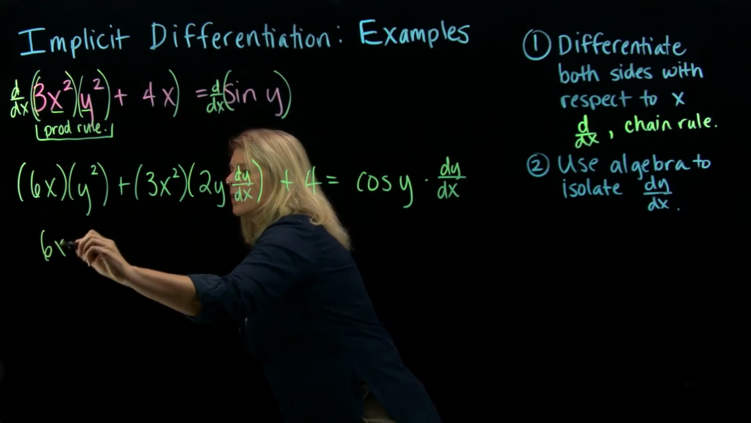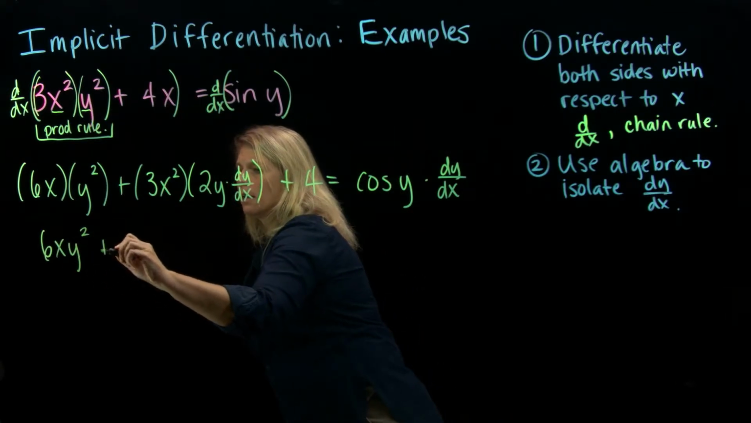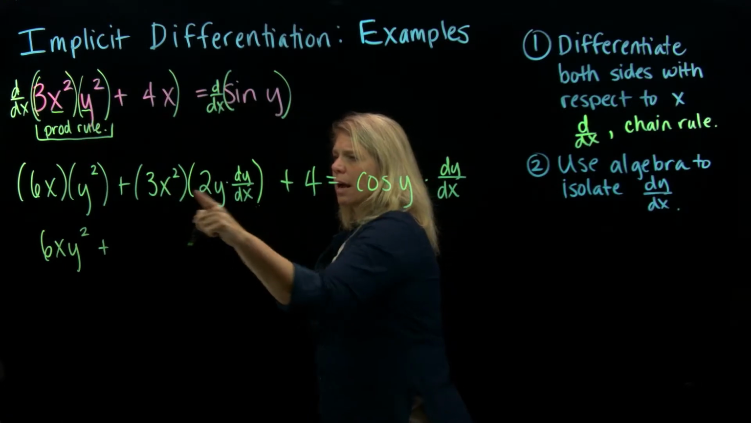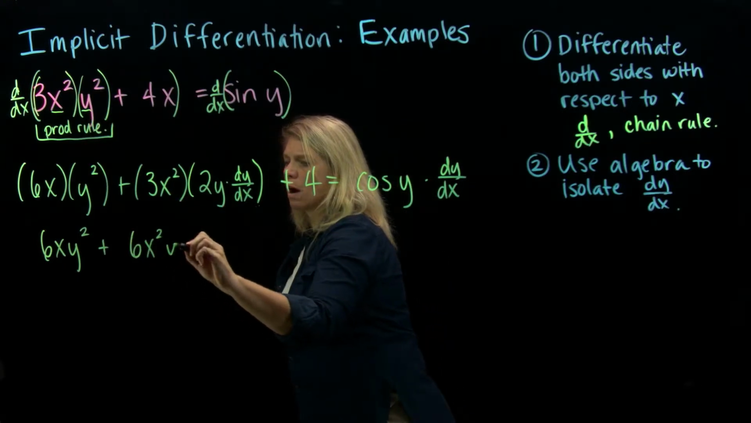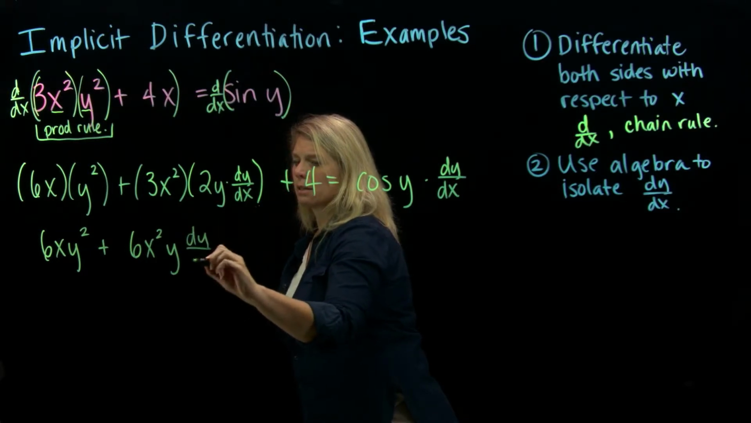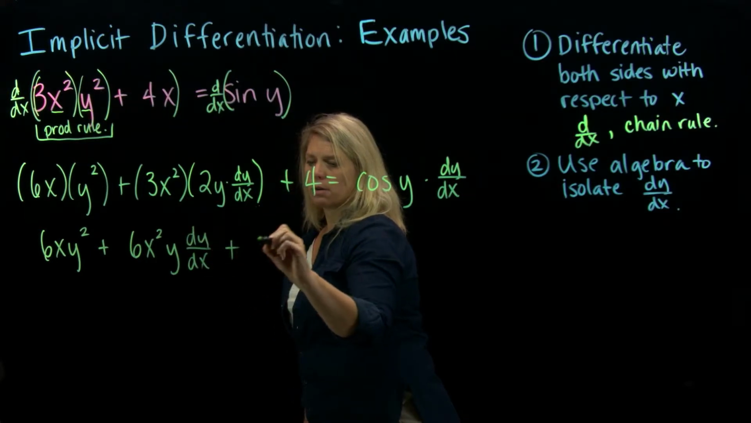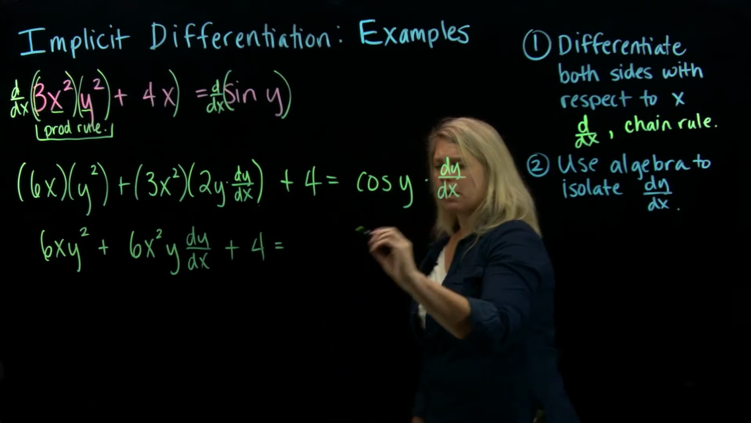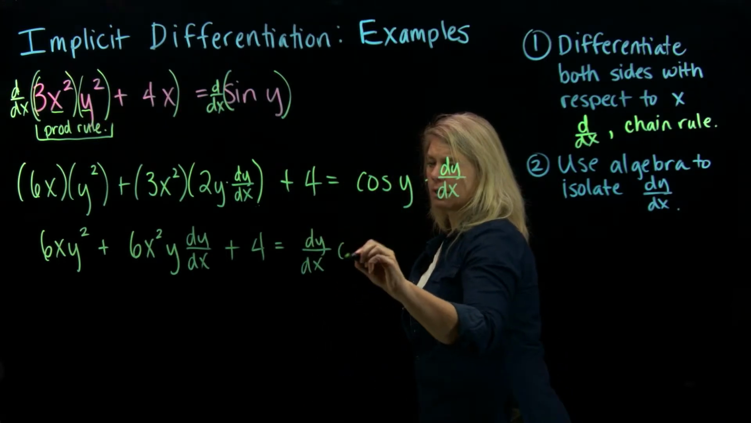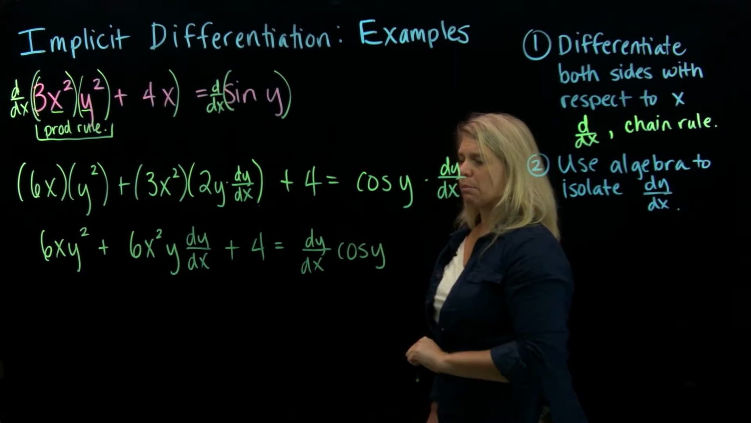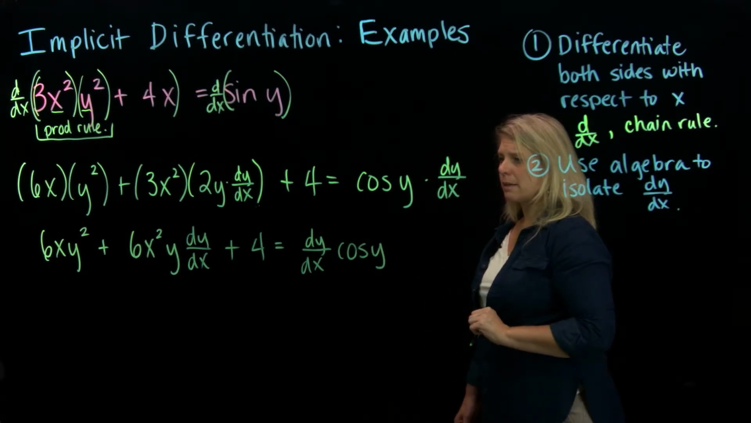So I'll have 6xy squared. On this next term, I'm going to multiply the coefficients together to make that 6x squared y dy/dx plus 4 equals. And I'm going to put the dy/dx in front on the right side of the equation so it's clear that the cosine only applies to y and not to dy/dx.